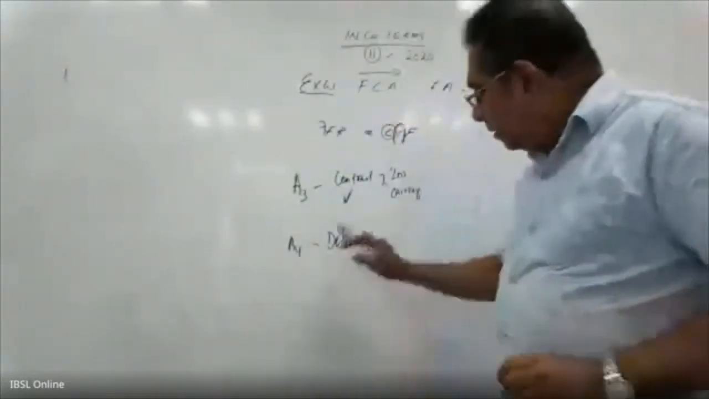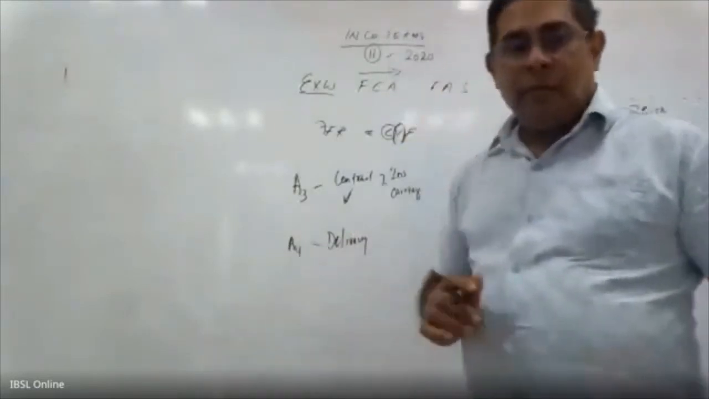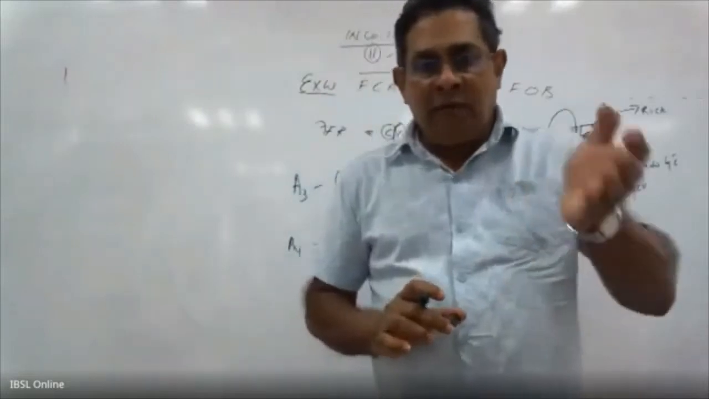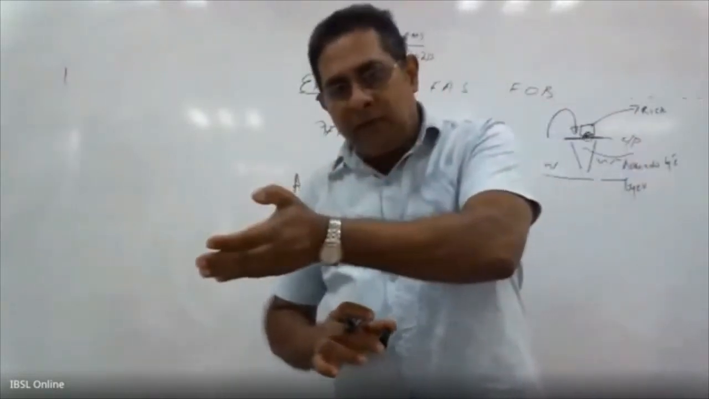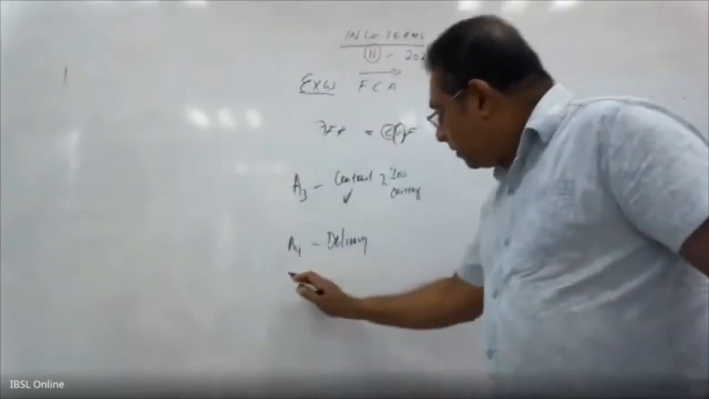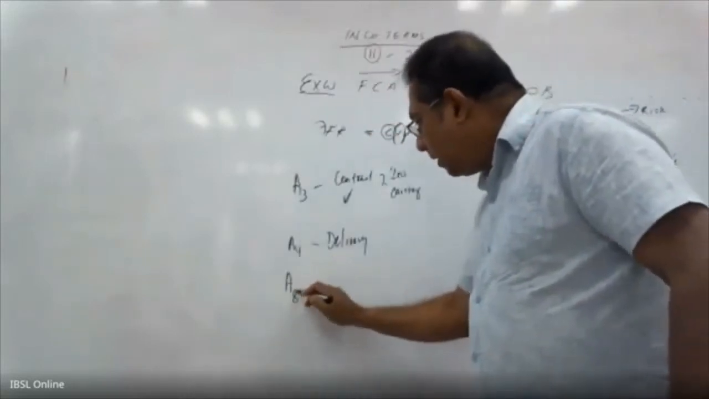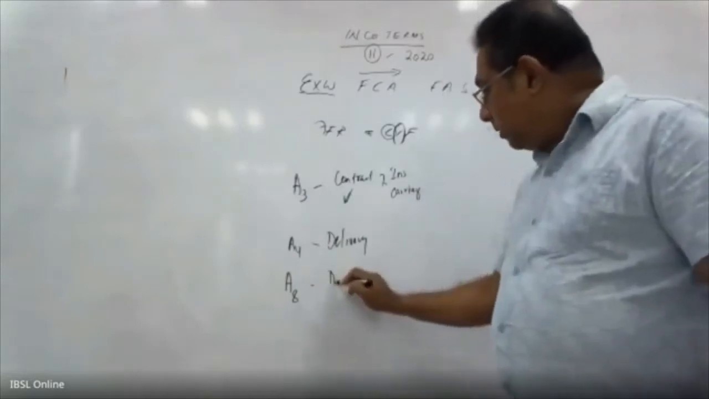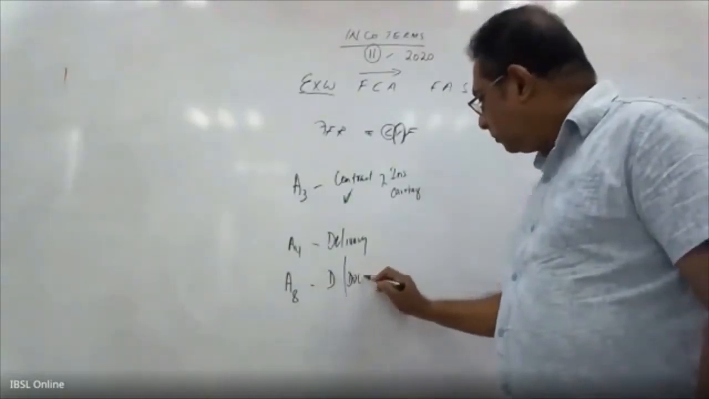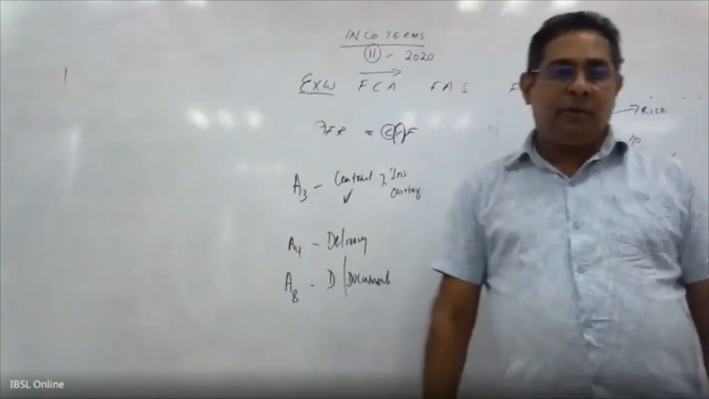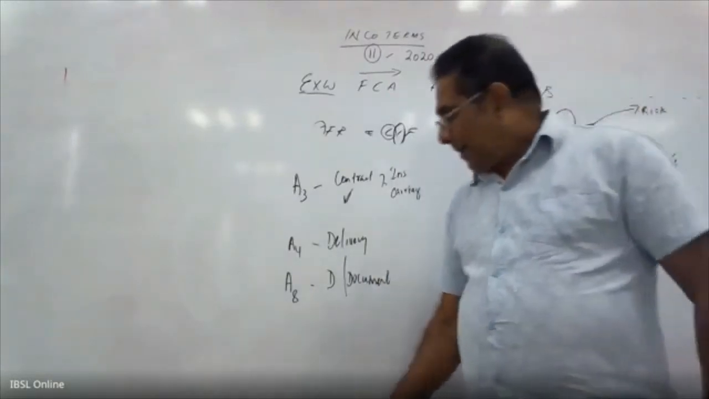Then, once you deliver, you need to have a proof of delivery. The seller has to give a proof of delivery to the buyer, obviously, saying that he has delivered, right? That is denoted in A8, delivery document.